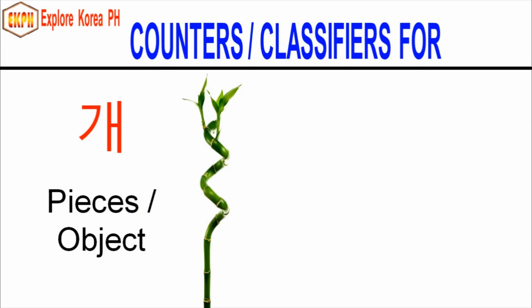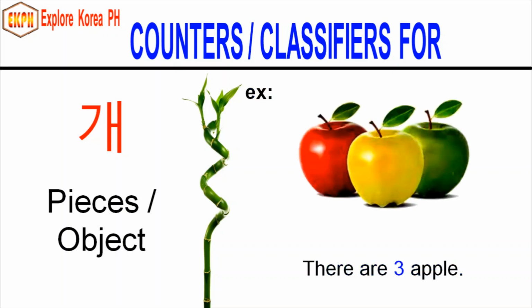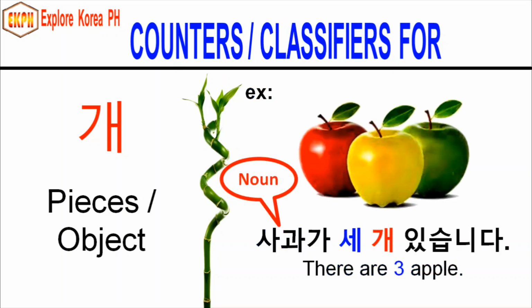Now, so the counters and classifiers for object or pieces is ke. Okay, example, there are 3 apples. Okay, 사과가 3개 있습니다. Okay, sagwa yung noun. Okay, ang classification niya is ke. So, ke is for the object or pieces. Okay, there are 3 pieces of apple.